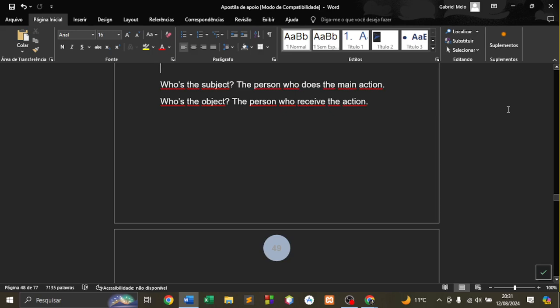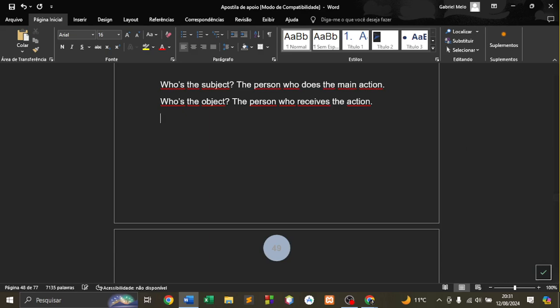Who's the subject, man? In a sentence. Remember when I was talking about roles in a sentence? The roles of a word in a sentence. So, subject is one of these roles. The subject is the person who does the main action. Okay? And the object is another of these roles. The object is the person who receives the action.